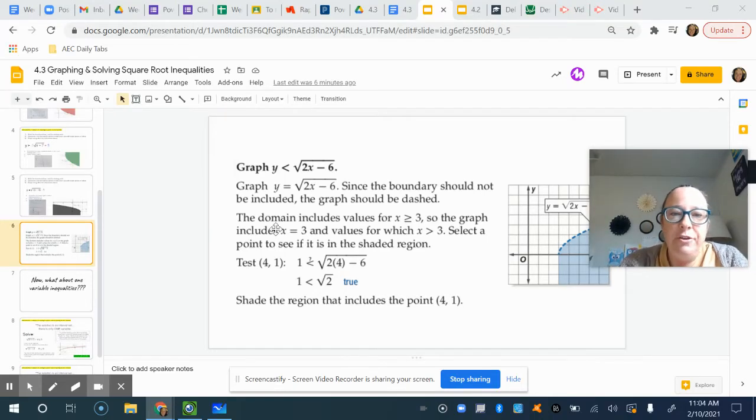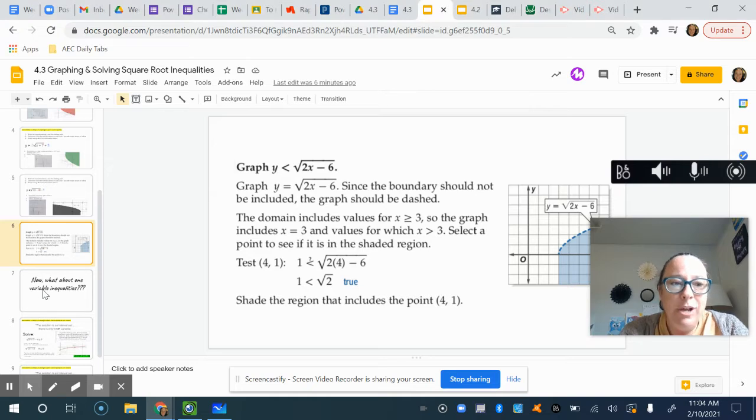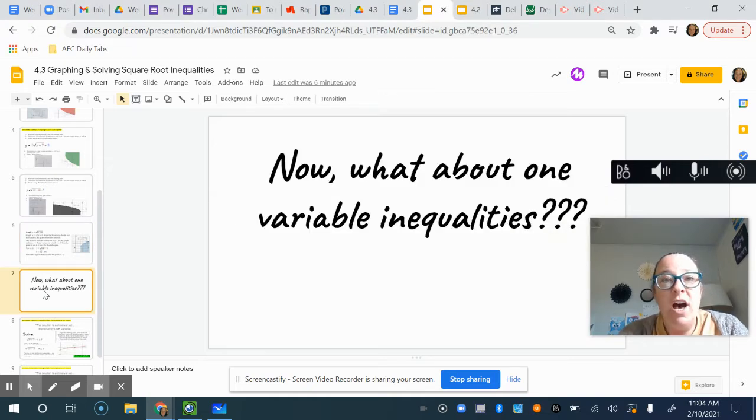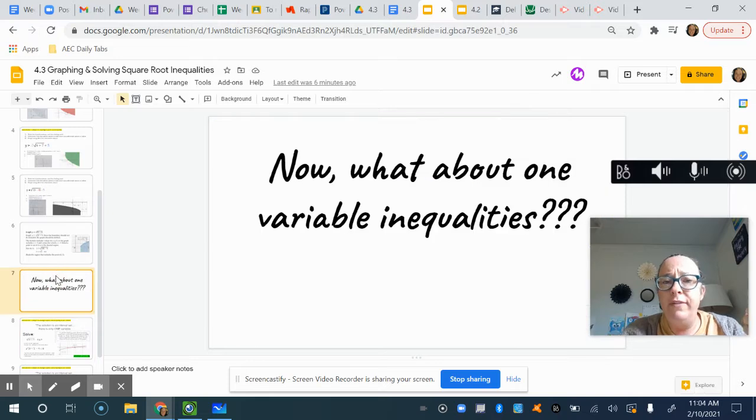And this is just another example of doing this. So just wanted y'all to see that. Now we're going to move on to the second part of this lesson. What about one variable inequalities? Y'all, what we were doing up here, two variables, a y and an x. So what about one variable inequalities?